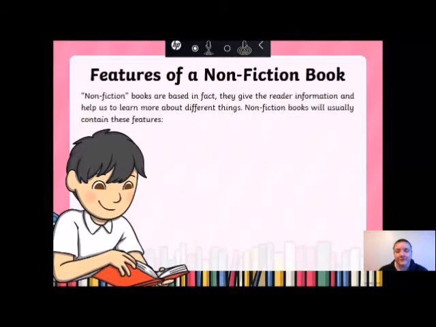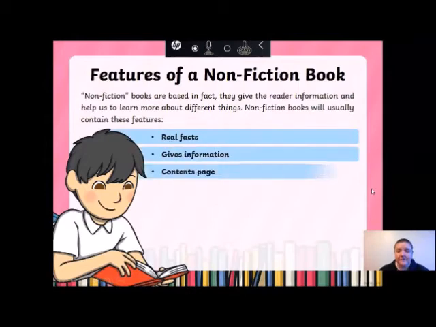Now let's move on to non-fiction. Non-fiction texts give you information or teach you something. So quite often you'll find that they include real facts, they give you information. You might find a contents page if it's a book. You'd find that at the beginning, which tells you all the sections of the book. You might also find a glossary.